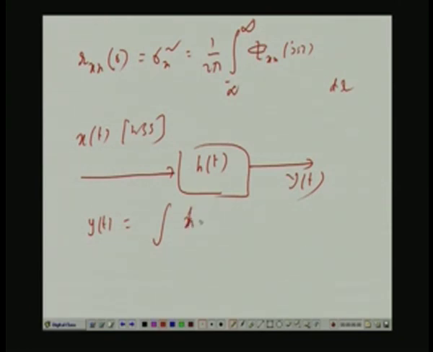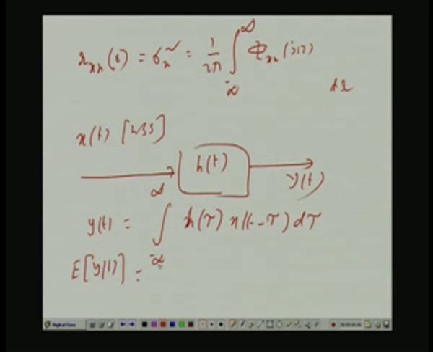H tau x of t minus tau d tau. So, obviously, E of y of t is E of this, and expectation is a linear operator. The expression can be brought inside the integral. H is not random, so E will operate only on x, and E of x of t minus tau is nothing but the mean of x, because x is WSS.